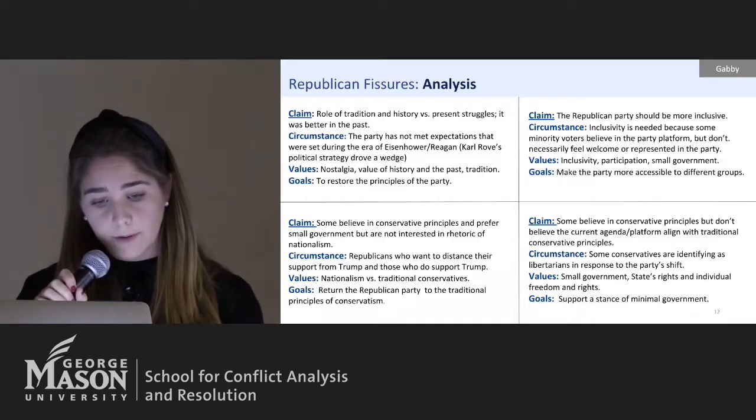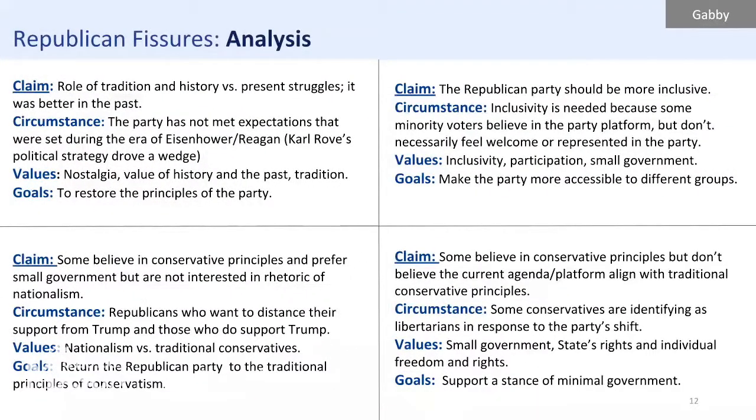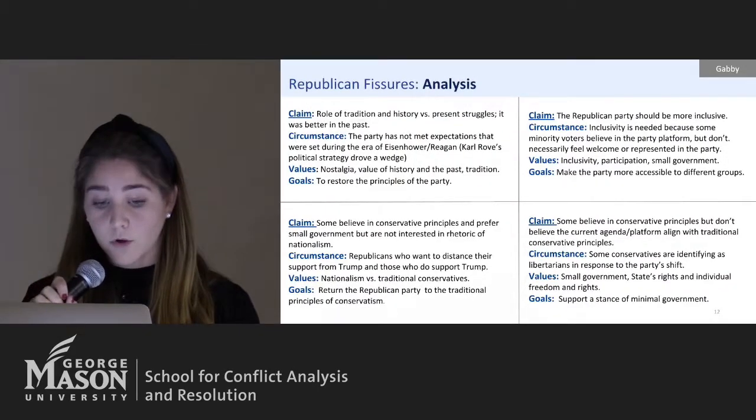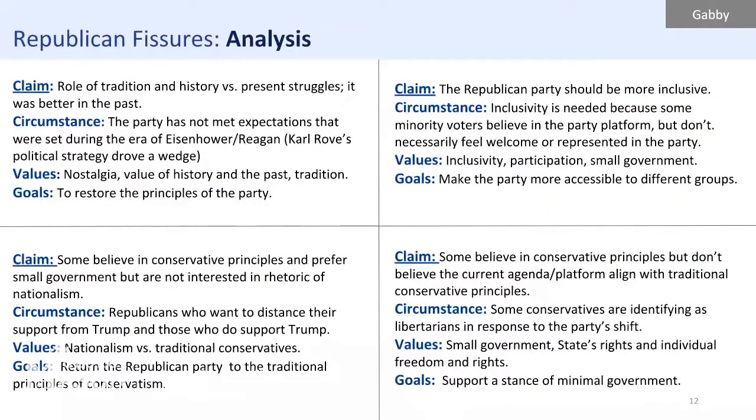A second fissure in the Republican Party is that some believe in conservative principles and prefer small government, but are not interested in the current rhetoric of nationalism. So some Republicans want to distance themselves from Trump and those who support Trump and this sort of nationalist rhetoric that has been associated with this administration. The values here are those of nationalism versus traditional conservatism.